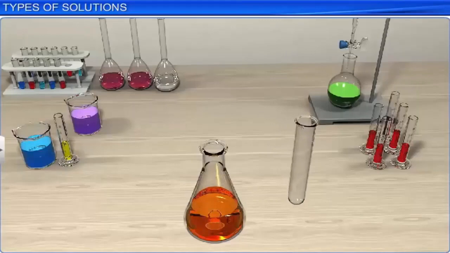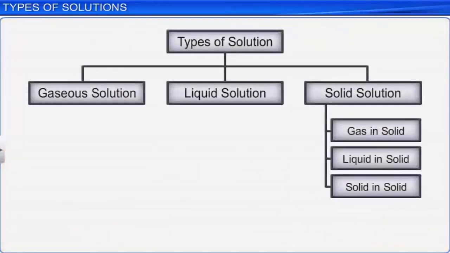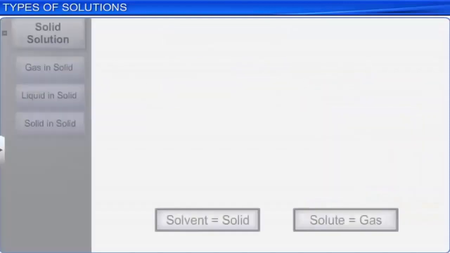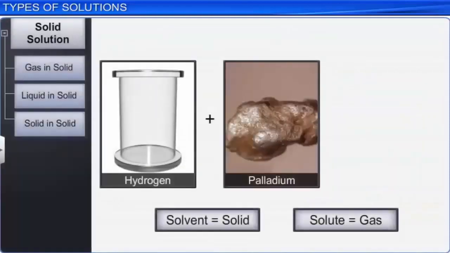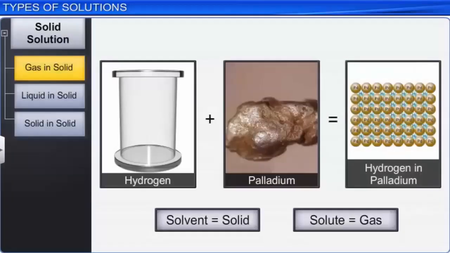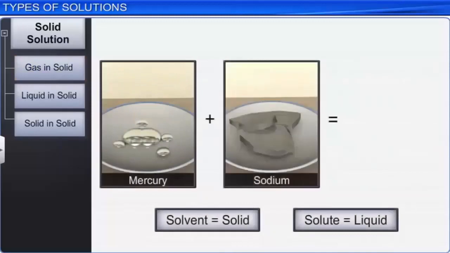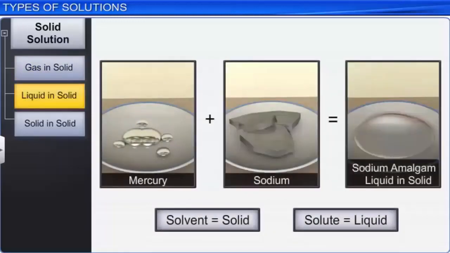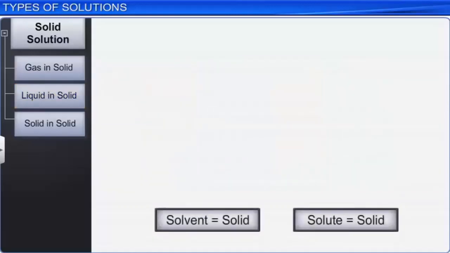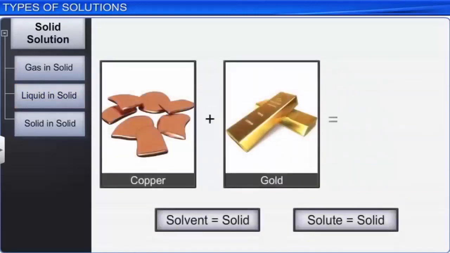Similarly, a solution in which a solid is the solvent and a gas, a liquid, or a solid is the solute is called a solid solution. A solution of hydrogen in palladium is an example of gas in solid type of solution. An amalgam of mercury with sodium is an example of liquid in solid type of solution, while copper dissolved in gold is an example of solid in solid type of solution.